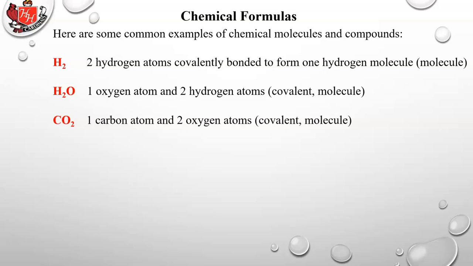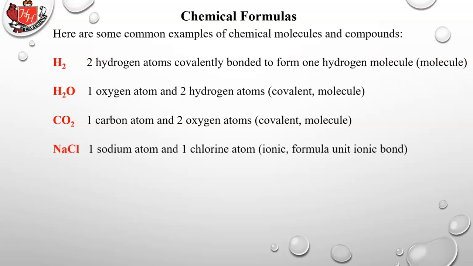CO2: one carbon atom and two oxygen atoms are covalently bonded to form a carbon dioxide molecule. You know these are covalent bonds because everything you see there is a nonmetal. Hydrogen, oxygen, carbon are all nonmetal to nonmetal.